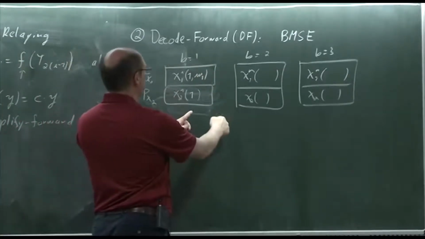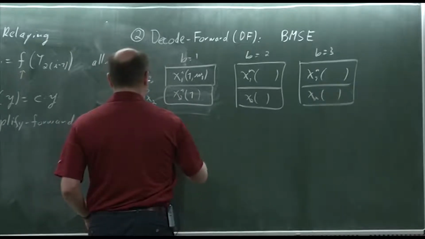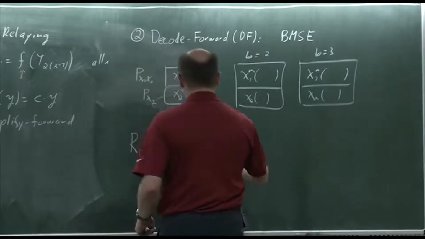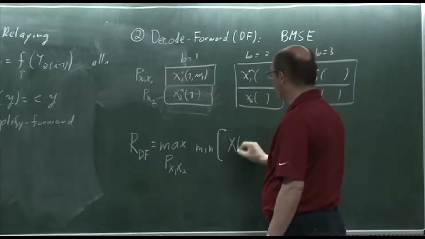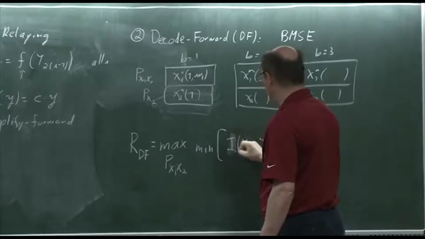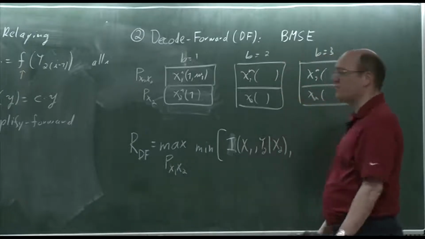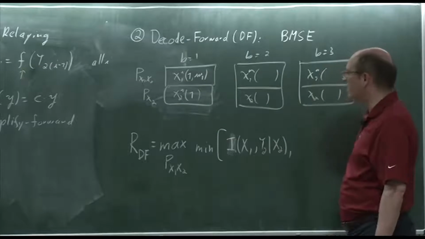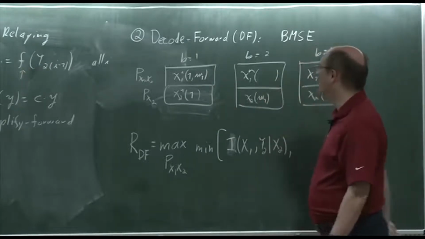The relay decodes here. So the decode forward rate is going to be the max over all joint distributions p(x1, x2) of the minimum of basically 2 cuts. The relay tries to decode and can decode at the rate I(x1; y2 | x2), which is natural, the mutual information between this and the first channel output given what the relay knows. Then once it's decoded, hopefully correctly, it sends the message.